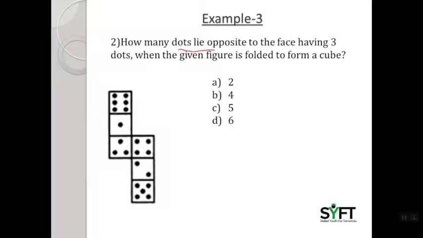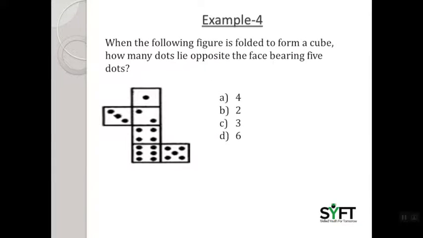our question is how many dots lie opposite to the face having 3. When we fold it, the 5 will always stay opposite to 4 and 6 will always stay opposite to 3, and we have only two left, 1 and 2, so they will stay opposite to each other. So in this question, the answer will be 6 because opposite to 3 is 6. So you always find the alternate one. So next go to the next example. The answer is D or 6.